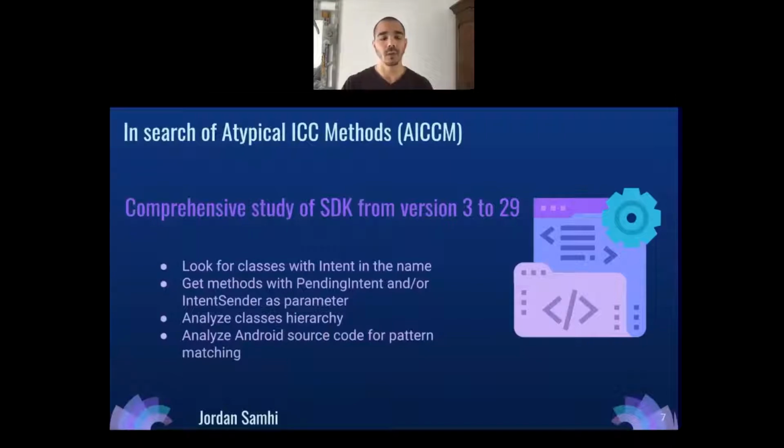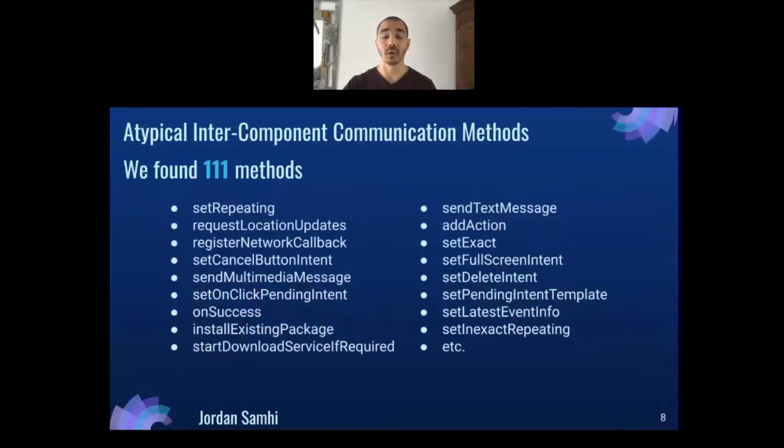So we search for a maximum of atypical ICC methods in the Android framework by doing a comprehensive study of the Android SDK from version 3 to 29. The idea was to look for different objects such as intent, for example, pending intent or intent sender, and to look for methods that take those kinds of objects as parameters. So in total, we found more than 100, exactly 111 methods, which we called atypical intercomponent communication methods.